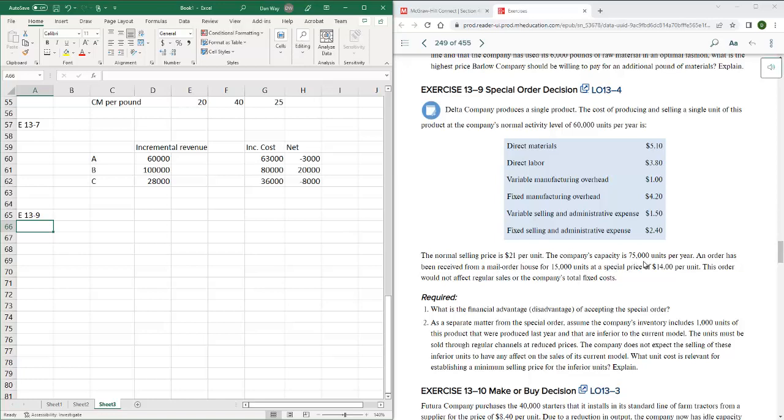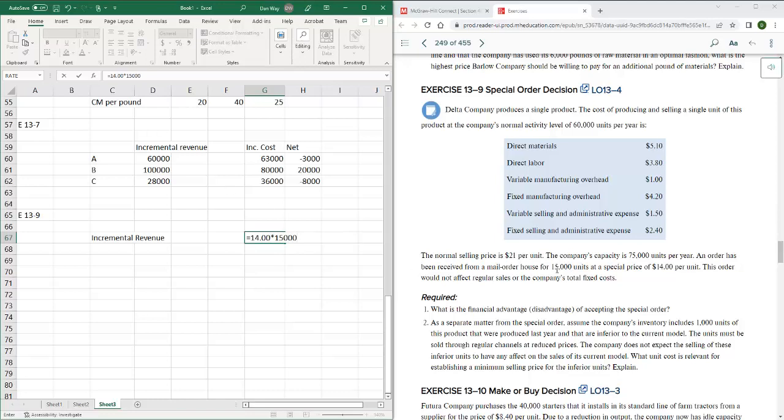The company's capacity is 75,000 units a year. An order has been received from a mail order house for 15,000 units at a special price of $14. This order would not affect regular sales or the company's total fixed cost. What's the financial advantage or disadvantage of accepting the special order? All right. If we accept this special order, we're going to have a bunch of incremental revenue. Now, it's at a reduced price relative to our normal sales, but we're proposing that we would collect $14 a unit from this mail order house times the 15,000 units they want to buy.